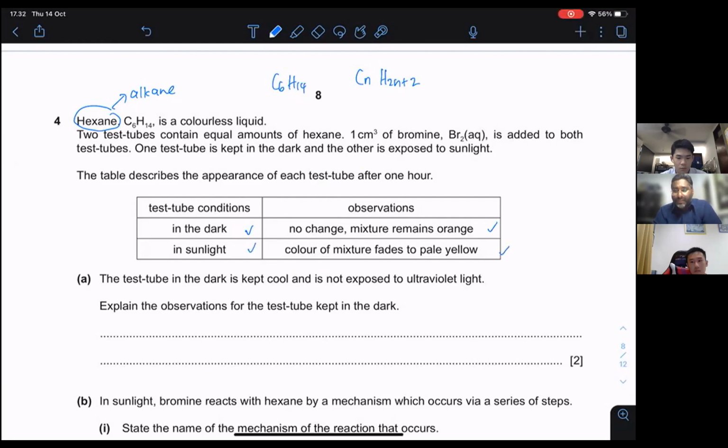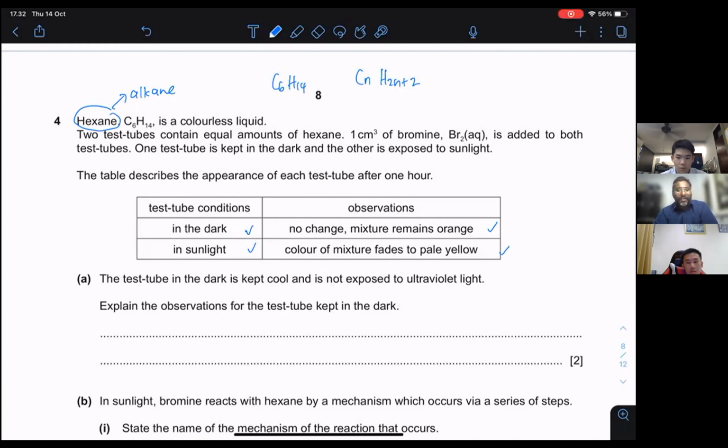It means there is a reaction. When we say it remains orange, this is basically the color of Br2. Br2 is orange, or reddish brown, but in this case they say orange. But the orange becomes pale yellow, which means the Br2 is reacting. The test tube in the dark is kept cool and not exposed to ultraviolet light.